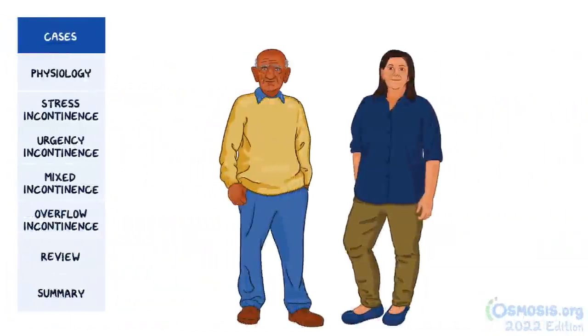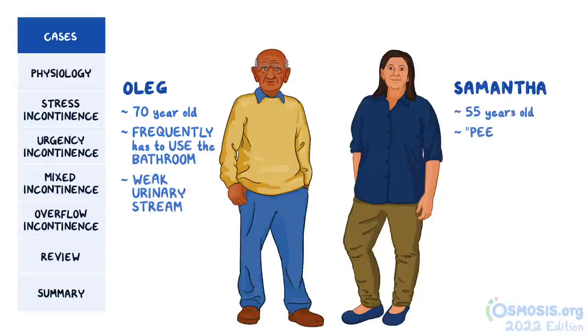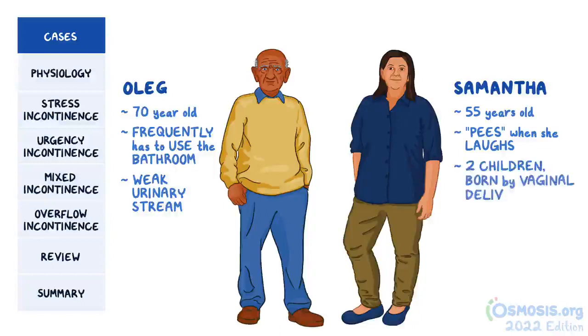In the urology ward, 2 people are coming in. The first is Oleg, a 70-year-old man who says that he frequently has to use the bathroom and also complains of a weak urinary stream. The second is Samantha, a 55-year-old woman who says that she pees a little when she laughs. Samantha also has 2 children, and both were born by vaginal delivery.